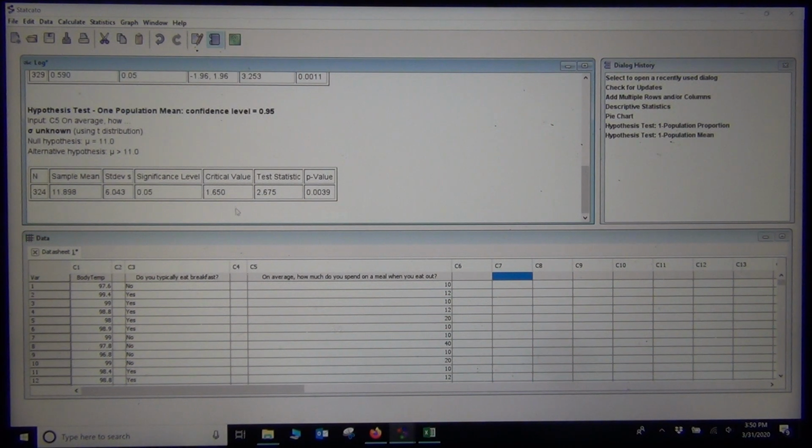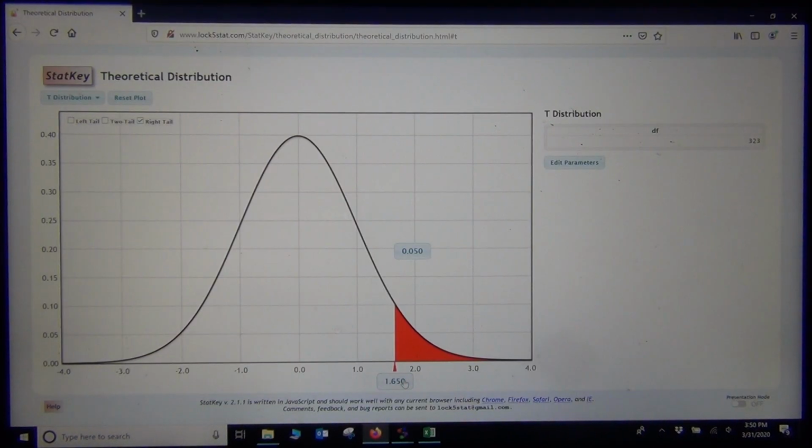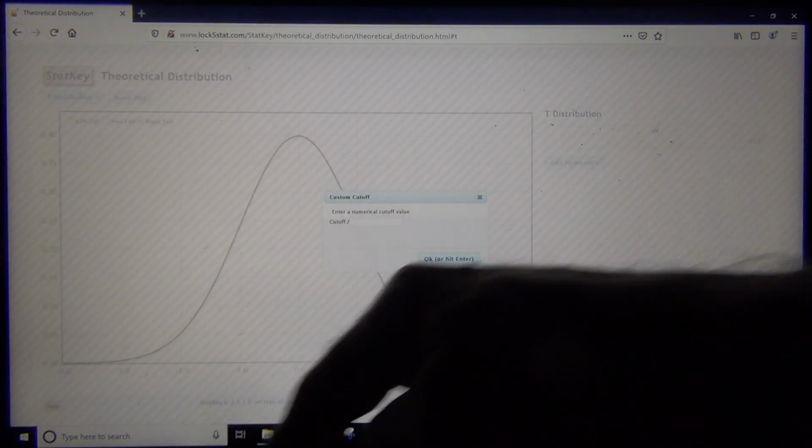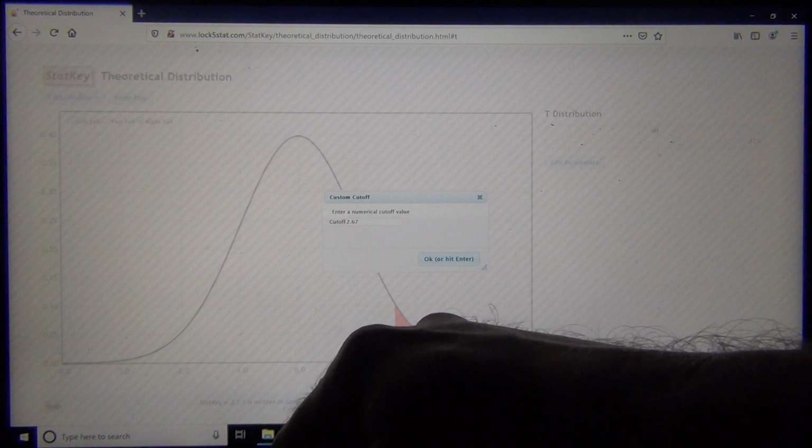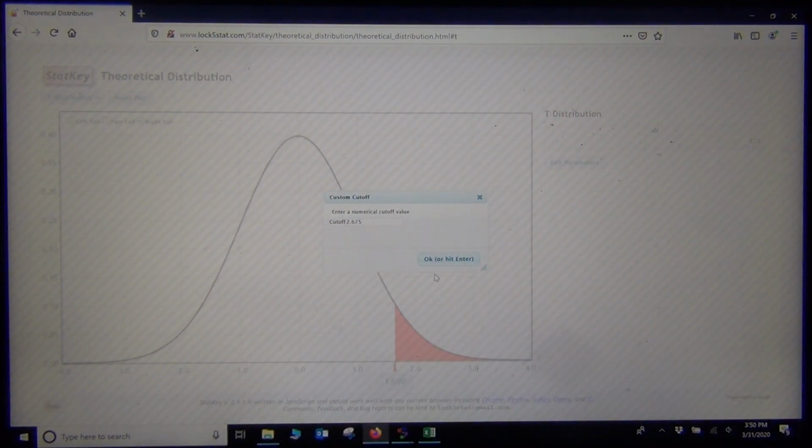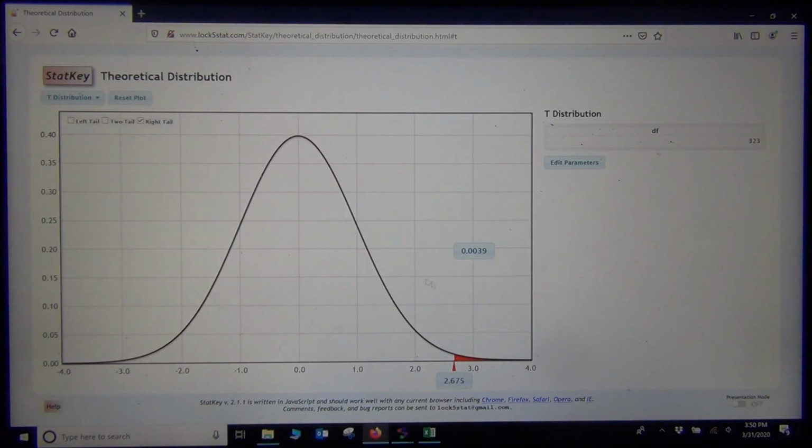Now, that's not the p-value though, right? The test statistic is 2.675. The p-value is the probability in the tail corresponding to the test statistic. So if I go back and just put in 2.675 in that bottom box, that's going to give me the p-value. So here's our estimated p-value. Okay, that's sort of how that works.